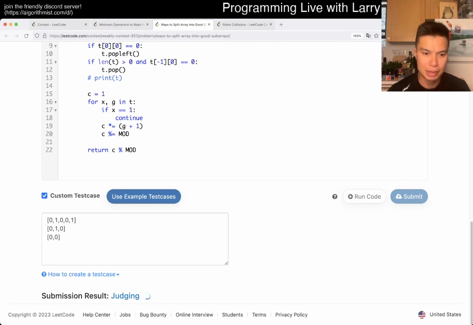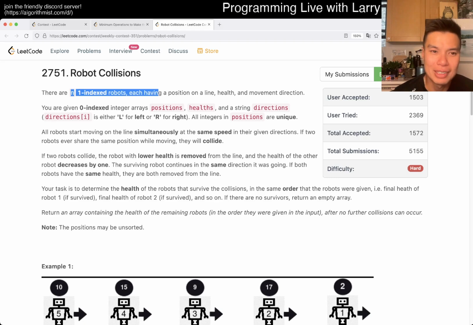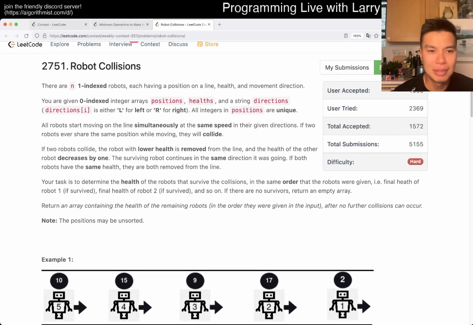Come on, baby. All right. Not having a good contest. That was such a sloppy thing. Too. All right, N, 1-indexed robot. Why do you have 1-indexed robot and 0-indexed everything else? What does that even mean? Who wrote this?